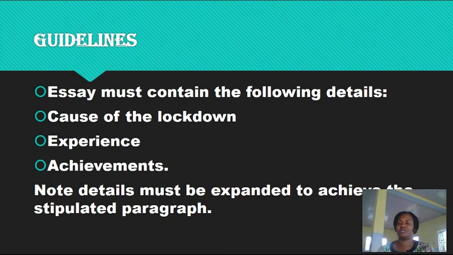And note, your details must be expanded to achieve the stipulated paragraphs. That's a 5-paragraph essay.